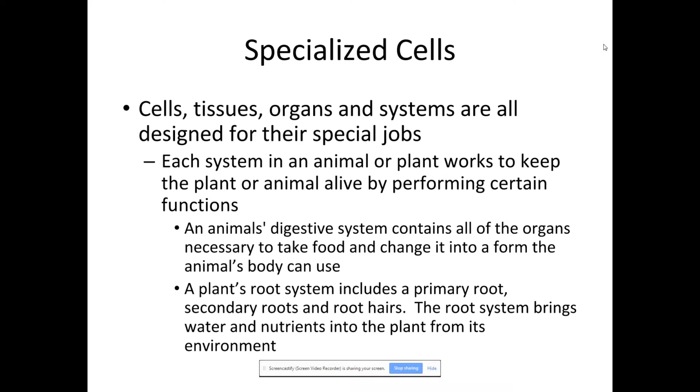So cells, tissues, organs and systems are all designed for their special jobs. Each system in an animal or plant works to keep the plant or animal alive by performing certain functions. A couple examples here. An animal's digestive system contains all of the organs necessary to take food and change it into a form that the animal's body can use. So us, for example, in the morning, we eat toast or cereal or Pop-Tart or whatever. We break it down, and we take the necessary nutrients from that. Our digestive system does it, and anything we don't use, we expel as waste.